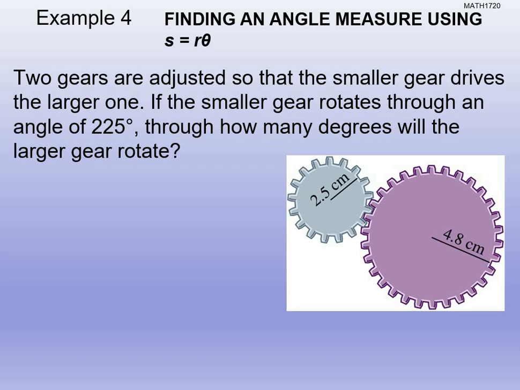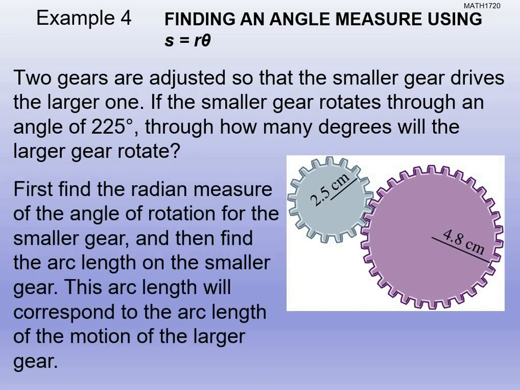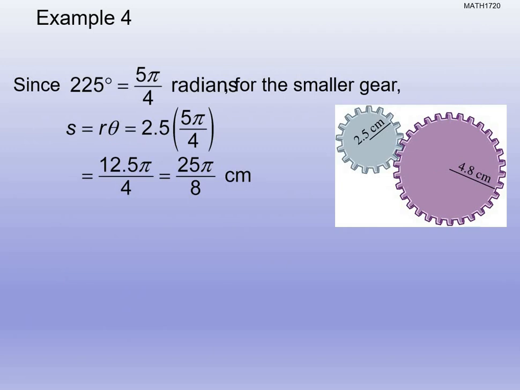We have the smaller gear, we have its radius, and we have its angle. We need to find the total distance traveled by the small gear, because the large gear is going to travel the same distance, it just won't take as big of an angle. First step, you see that it's 225. You should know I have to take that theta and put it into radians. That's the most important part. So 225 times pi over 180 gives us 5 pi over 4 radians.